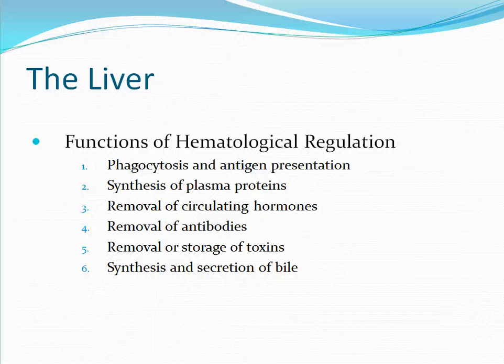The liver will synthesize plasma proteins and put them into the blood. It will remove circulating hormones so that they do not achieve too high of a level in the blood. It will remove antibodies, be it either excess antibodies or spent antibodies. It will remove or store toxins and synthesize and secrete bile.